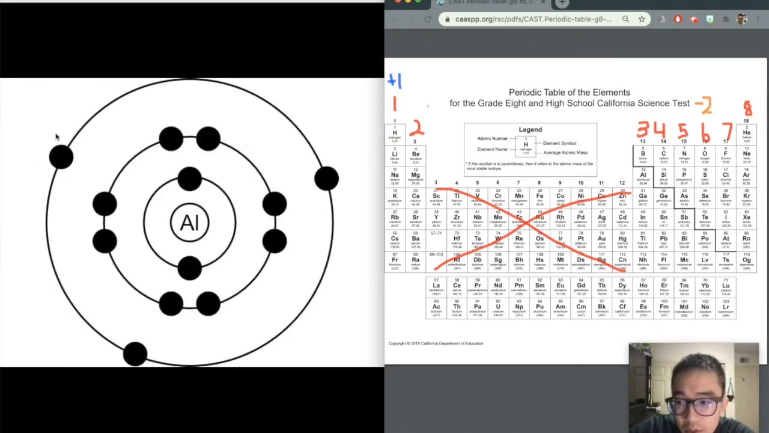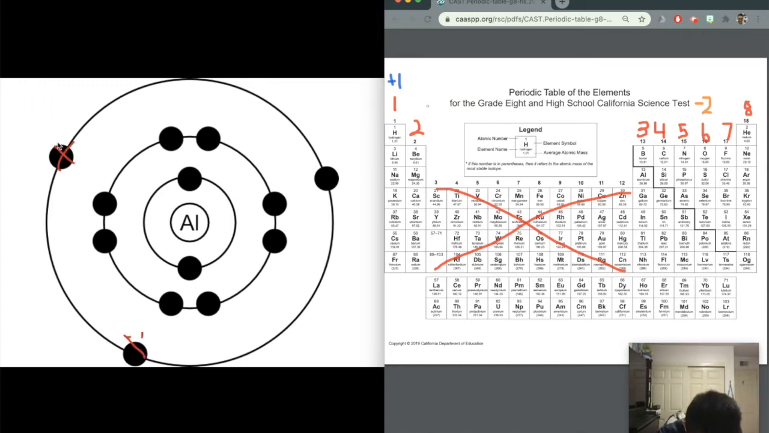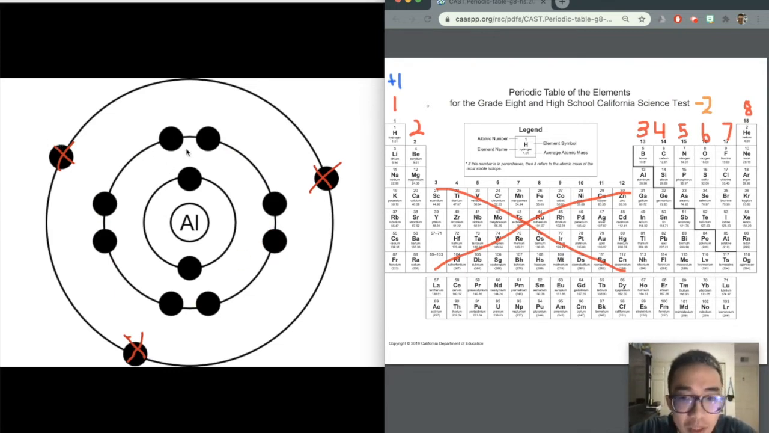For aluminum, the reason we were able to take out 3 electrons is because if we take these 3 out right here, notice that we still have a full set of 8 valence electrons there. So that's why it's okay. That's why aluminum is stable, because even if there are none on this orbital or shell, I will still have a full set in the other energy level.